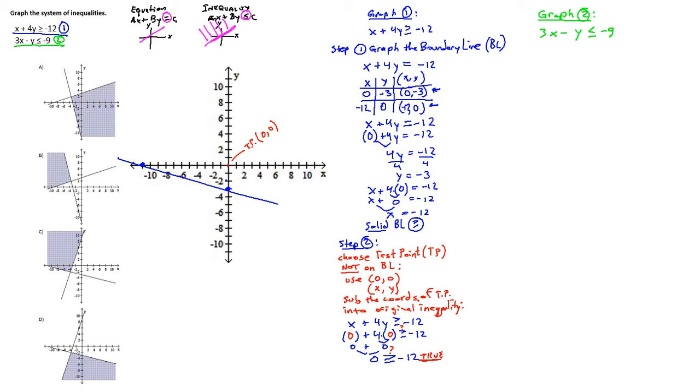Okay, here's how we interpret that. When we get a true, as this test point gave us, we shade the same side as the test point. If we were to get a false in the original inequality, we would shade the other side, away from the test point. But putting the test point in, we actually get true. And so we go to the boundary line and shade toward the test point. And I use 90-degree angle lines.